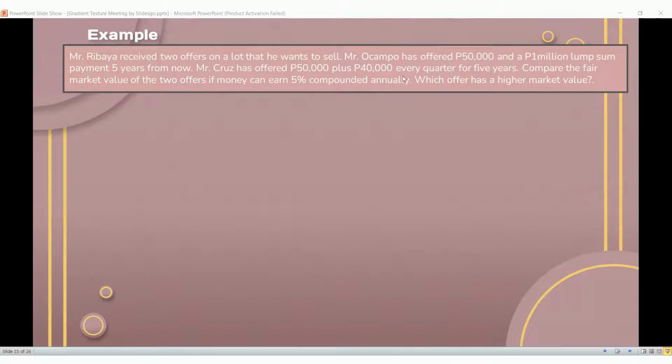Which offer has a higher market value? So, Mr. Rebaya received two offers, from Mr. Cruz and Mr. Ocampo, to buy the lot he is selling.